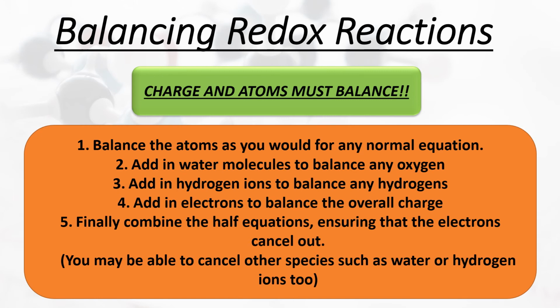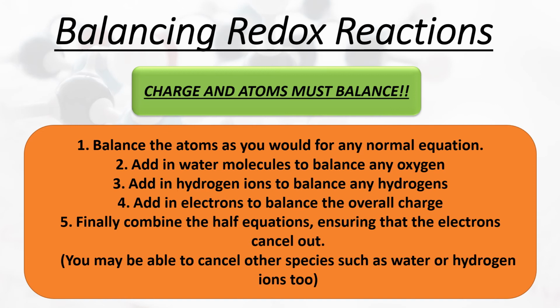And then, as we saw earlier with combining half equations, if we want to combine our half equations into a full equation, we have to make sure that our electrons cancel out. So we may have to multiply some equations by certain numbers to make sure that we have the same number of electrons on the reactants side as on the product side. When we combine half equations, we always cancel out our electrons, but sometimes you might also be able to cancel out other species, such as water or hydrogen ions. Basically, look at the equation, see if there's anything that exists on both the left-hand side and the right-hand side, and if it does, you can cancel it out.